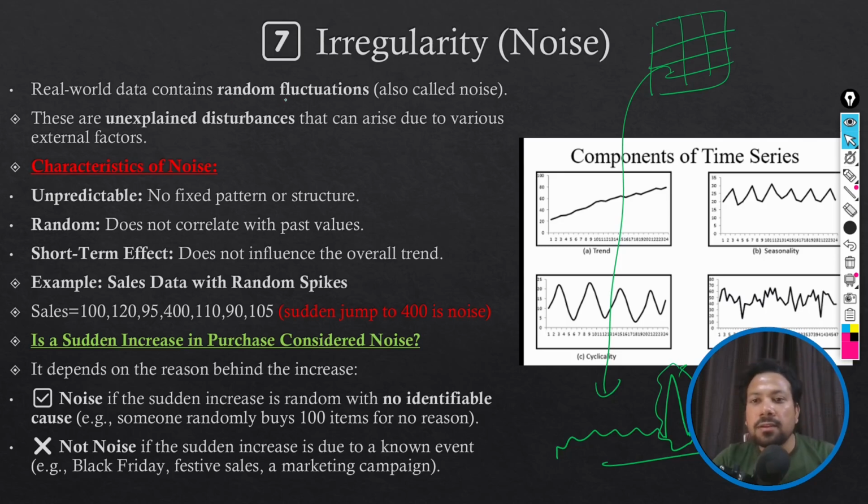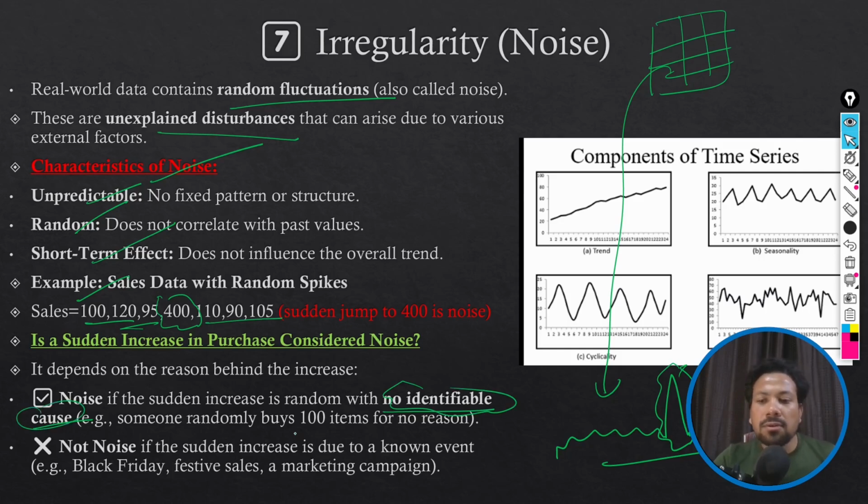Okay, so real-world data contains random fluctuation called noise. These are unexplained disturbances. We do not have any explained reason for them. Now, what are the characteristics of noise? They are unpredictable. They do not have any predictable behavior, like we do not know when this particular pattern is going to repeat in future, and these are random effects. For example, you can see the sales were like this, and one day it jumps to 400 and then comes back again to the normal values. And lastly, the sudden increase is random and has no identified cause. The real noise is that observation for which we do not have any identified cause.